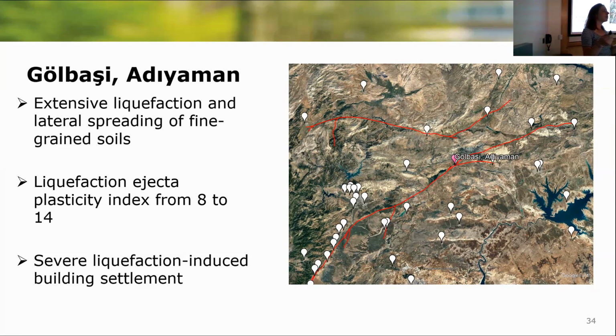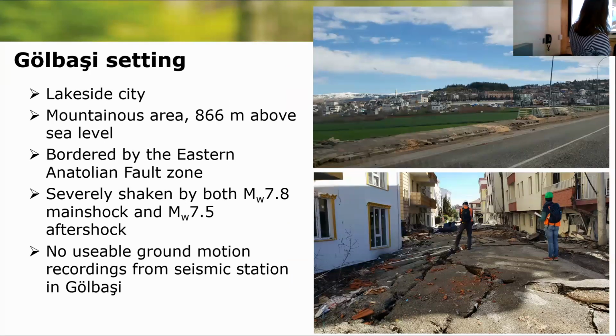So whereas in Iskenderun we saw classic liquefaction of sandy soils, in Gulbashi we're seeing some of those not so well known or documented cases of plastic fine-grained soils. There was severe liquefaction-induced building settlement throughout Gulbashi. It's a lakeside city at about 866 meters above sea level in a mountainous area, bordered by the Eastern Anatolian fault zone and severely shaken by both of those main earthquake events.